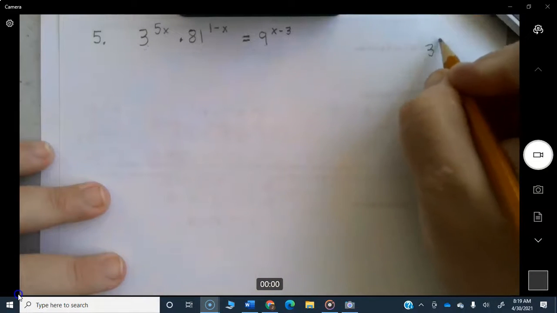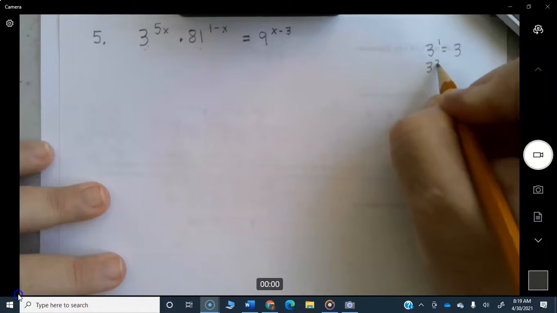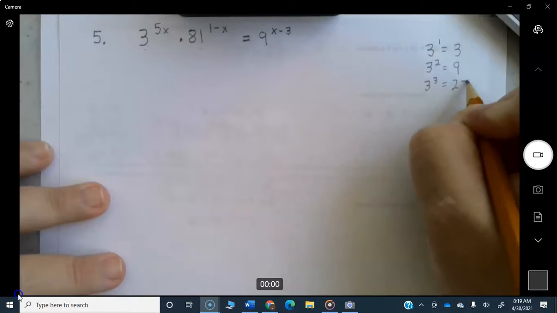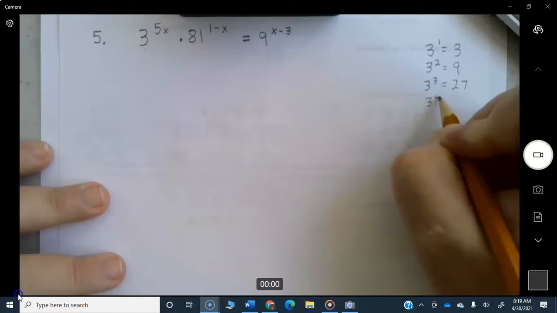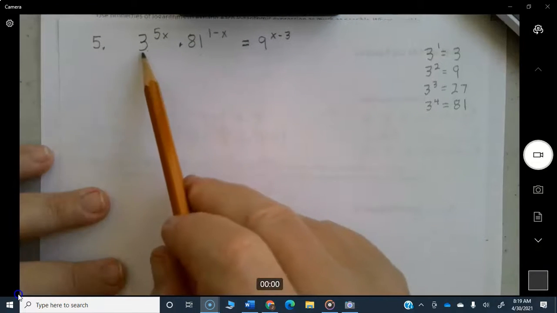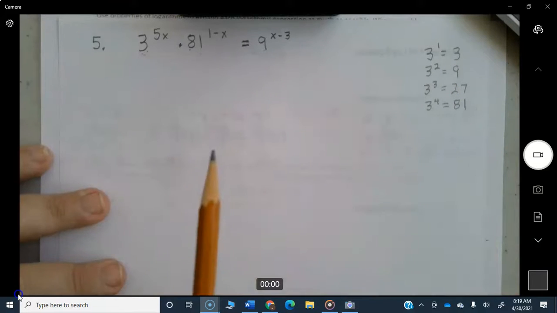So 3 to the first, just make a list, equals 3. 3 squared equals 9. 3 to the third equals 27. 3 to the fourth equals 81. You can use a calculator. You don't have to do that in your head. And so yes, 3 is a base for 3, for 81, and 9. You see all those numbers over here.